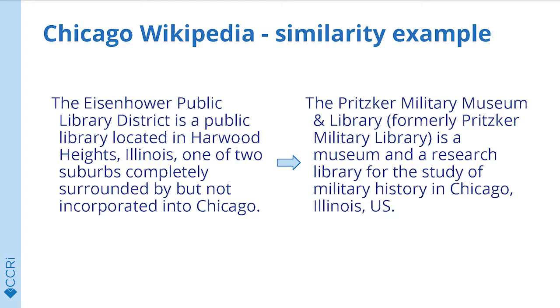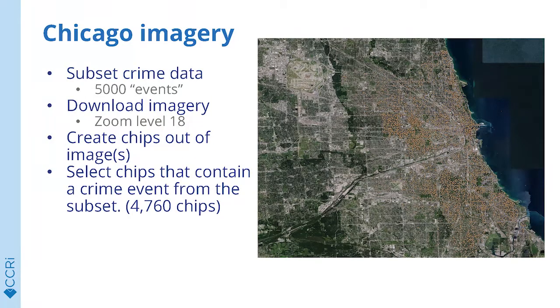And here's a quick example. You don't need to read it exactly, but these two things are both articles that talk about libraries. So as a sanity check, I've identified 2 similar Wikipedia articles. All right, then we got imagery.